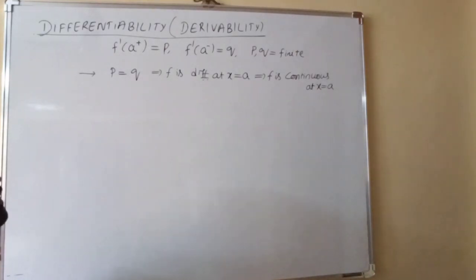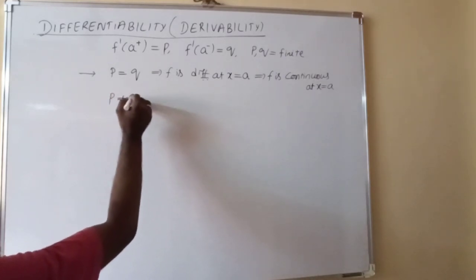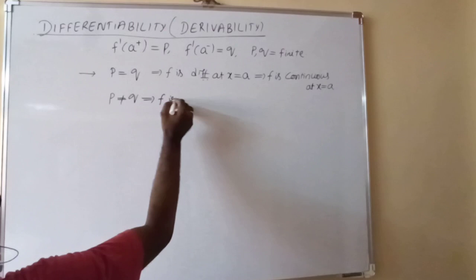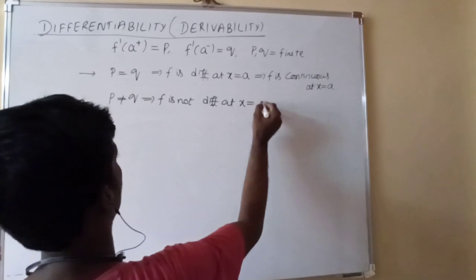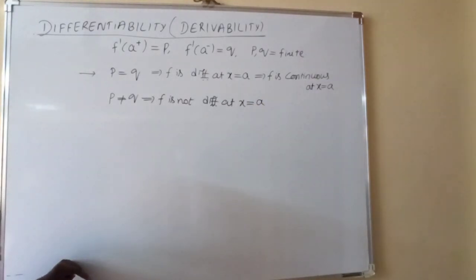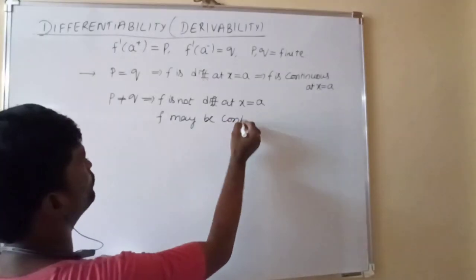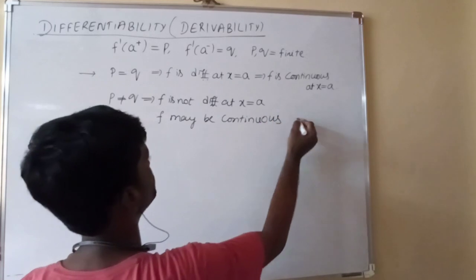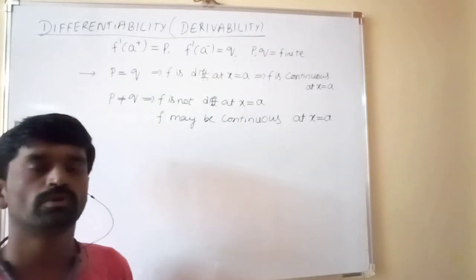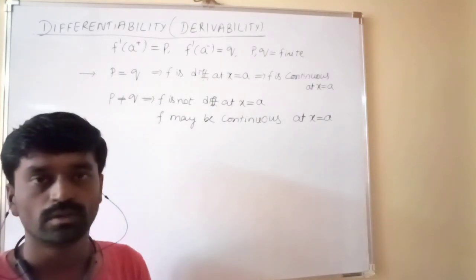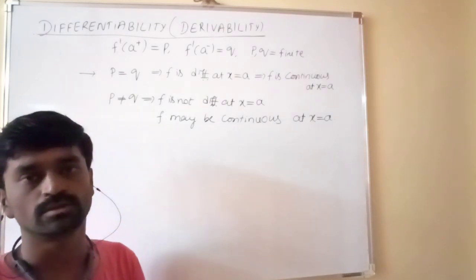Suppose if left hand derivative and right hand derivative both exist and are finite but they are not equal, then what you can say, f is not differentiable at x is equal to a. And here it is very important thing is f may be continuous at x is equal to a. Remember, if both left hand derivative, right hand derivative exist and are finite but they are not equal, then we say that f is not differentiable at that point, but f may be continuous at x is equal to a.